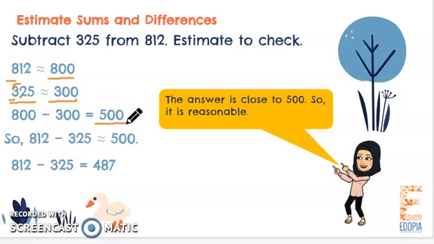Now let's check whether my answer is reasonable or not. The actual values were 812 take away 325. When I take away this number from the bigger number, I get 487. Now let's round off this number to the nearest hundreds. So the digit I have in hundreds place is 4, and the very next number I have is 8. Now 8 is greater than 5. This means I'm going to round up now. Well, rounding up means adding 1 to the target number and keeping the next number 0. So I'm going to change my number to 500. Well, the estimated value was also 500. This means the answer is reasonable.